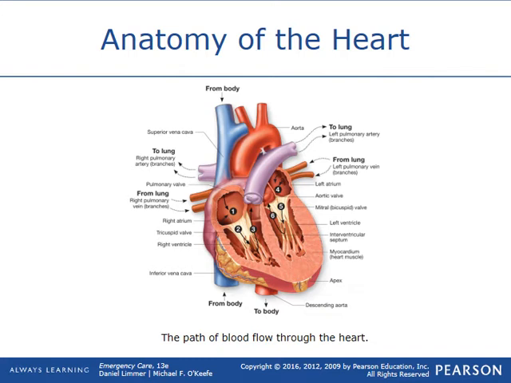Here's an example of blood flow of the heart. You can see here at the top of the diagram of the blue, it comes in from the body, comes into the right atrium, goes down into the right ventricle, then it goes up the left pulmonary artery to the lung, then it comes in from the lung via the left pulmonary vein, goes in the left atrium, then into the left ventricle, and then it goes out into the body.